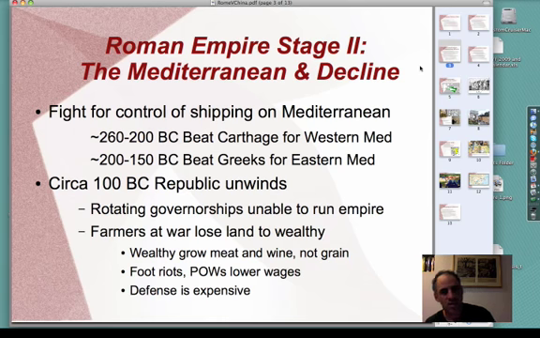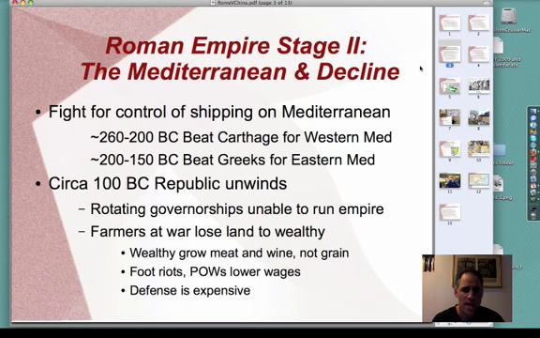Jumping ahead very quickly, around 100 BCE, the Republic begins to unwind. So any sense of democracy or shared governance begins to disappear. And in part, it's because there is this system of rotating governorships where the governors are appointed for a year at a time to the new regions that the Roman Empire now controls. And they're just not very good at it. By the time they figure out how to run things, they are sent home. The other important point people like to talk about is the way in which farmers are sent off to war. These are citizen farmers that go off to fight against Rome's enemies, the Carthaginians and the Greeks.